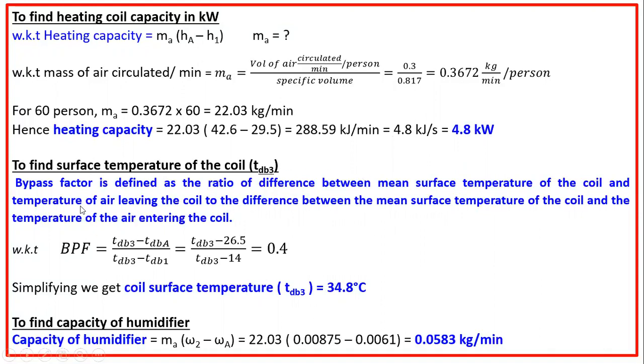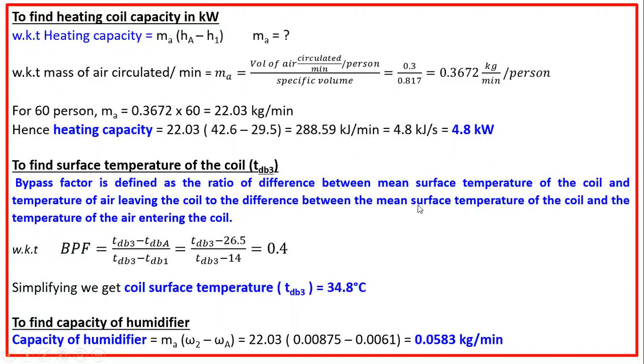Next is to find the surface temperature of the coil. The given data is the bypass factor. What is bypass factor? It is defined as the ratio of the difference between the mean surface temperature of the coil and the temperature of the air leaving the coil, to the difference between the surface temperature of the coil and the temperature of the air entering the coil.